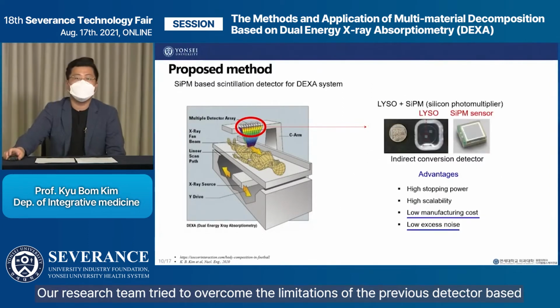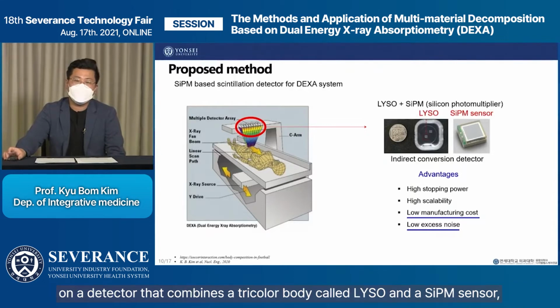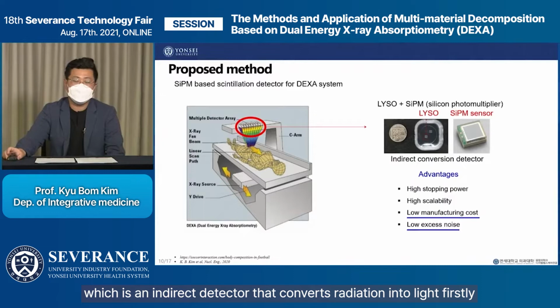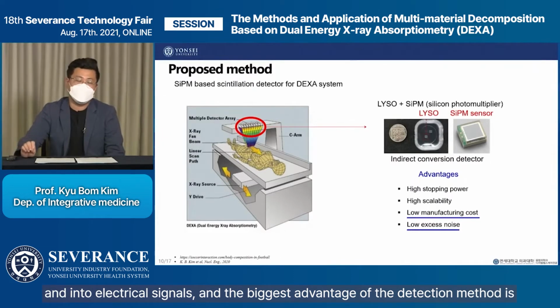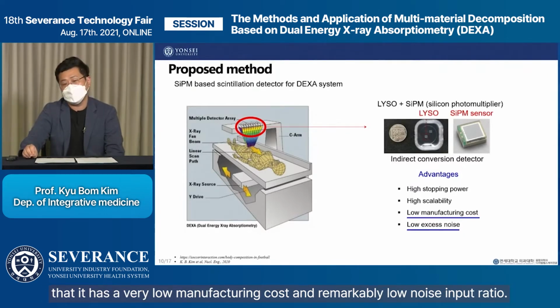Our research team tried to overcome the limitations of the previous detector with a detector that combines a scintillator, called LYSO, and a SiPM sensor, which is an indirect detector that converts radiation into light first, and then into electrical signals. And the biggest advantage of this detection method is that it has a very low manufacturing cost and a remarkably low noise ratio.